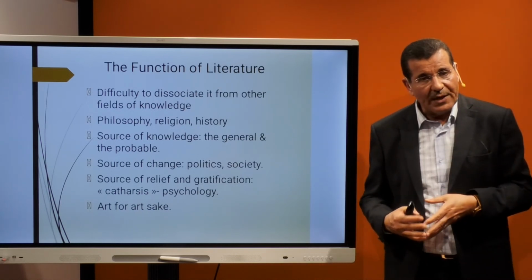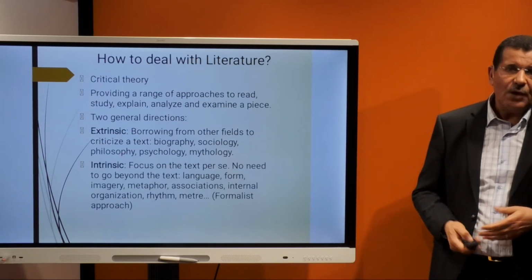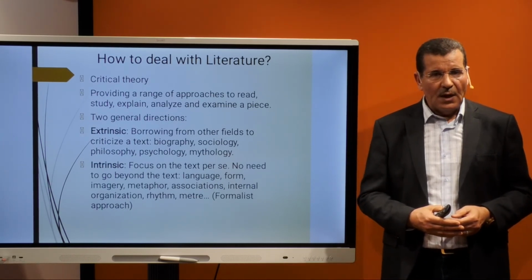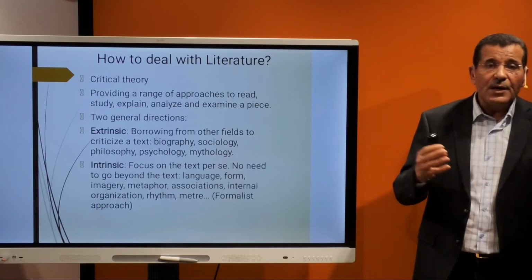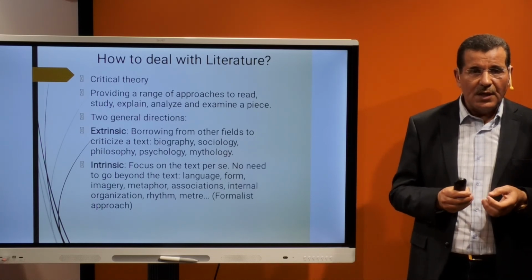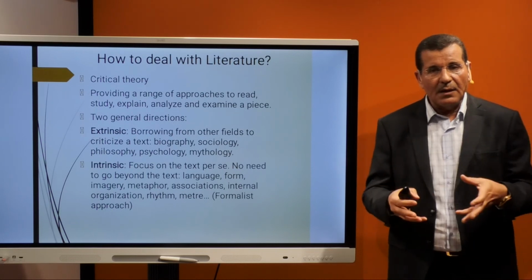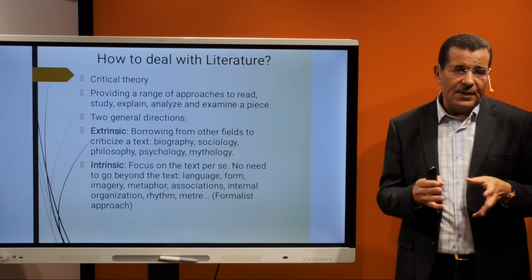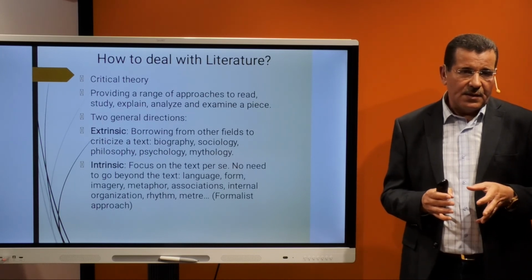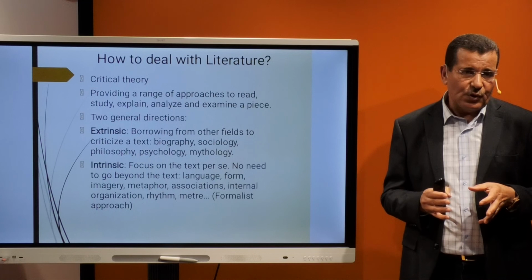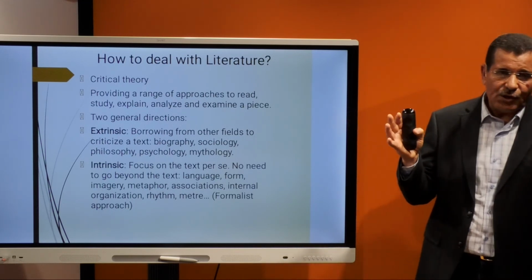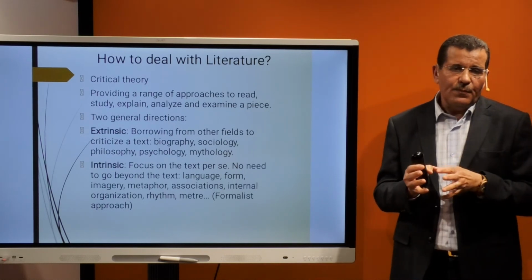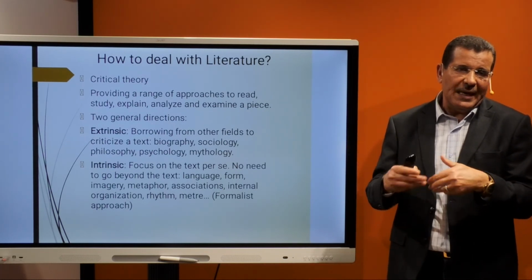And here I come to the last question: how to deal with literature? And here I come to critical theory. Critical here is to provide a range of approaches to read and study, explain, analyze and examine a piece. And in order to sum up these approaches, I can say that critical approaches can take two general directions: extrinsic and intrinsic. And from the prefix ex, you can see external.